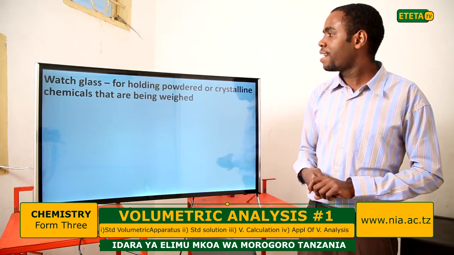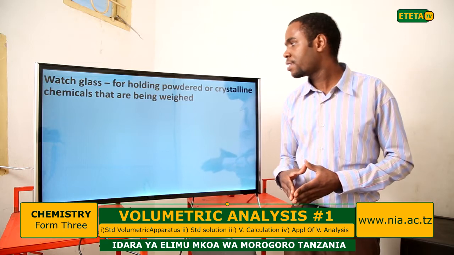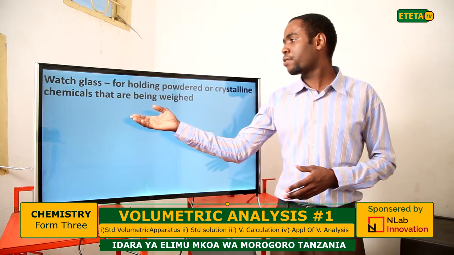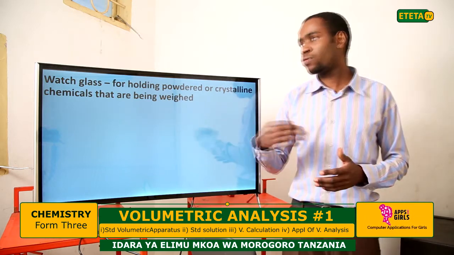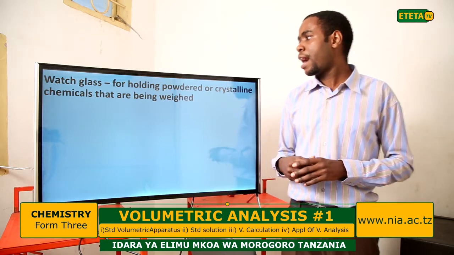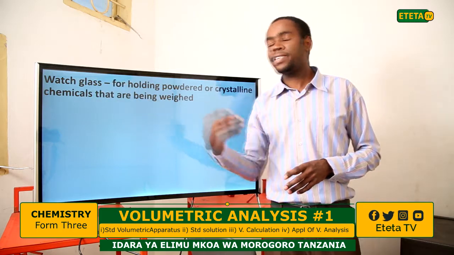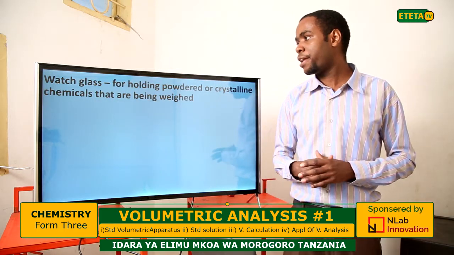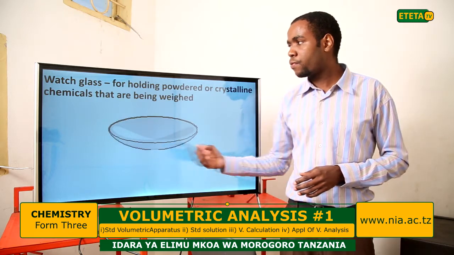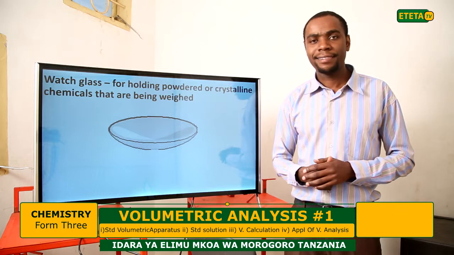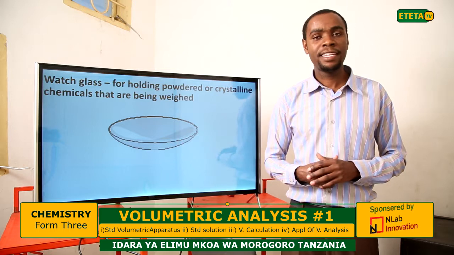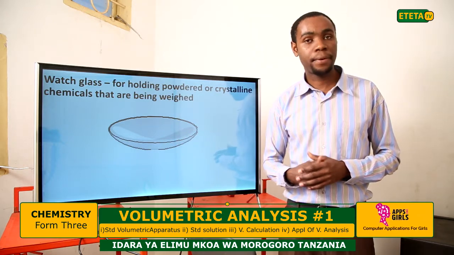Now, another is the watch glass. The watch glass is used for holding powdered or crystalline chemicals that have been weighed. Once you want to weigh powdered or crystalline chemicals, the watch glass is used to hold them during the weighing process. And here is the diagram of the watch glass. This one here is the watch glass, and its function is to hold that kind of chemicals during the weighing process.